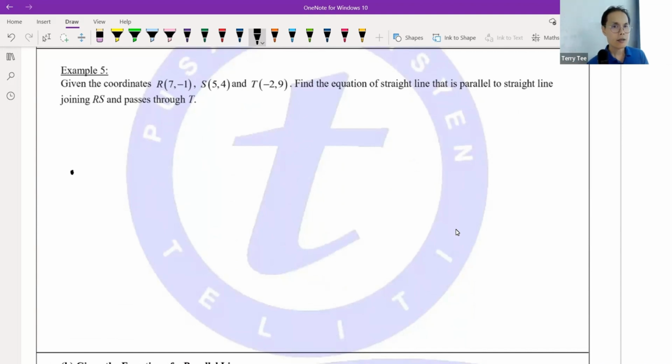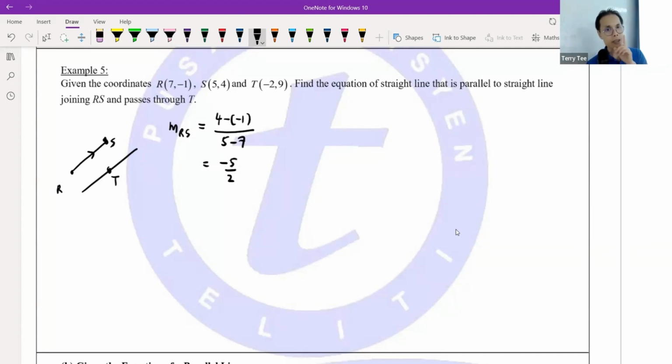They say there are 2 points here, point R, point S. You're finding the equation of the straight line parallel to the line joining RS and passing through T. So the first thing we need to do is find the gradient of RS. We can do so by using y2 minus y1 over x2 minus x1. So this is 5 divided by negative 2. Answer, negative 5 over 2.